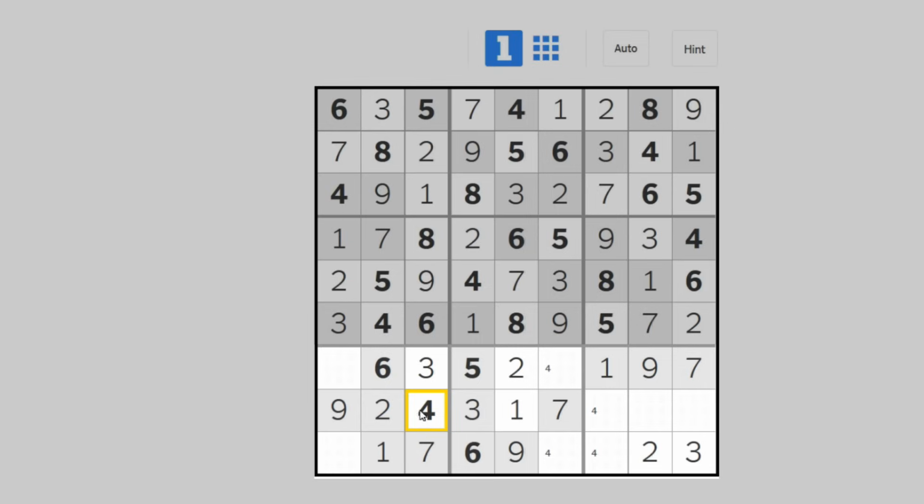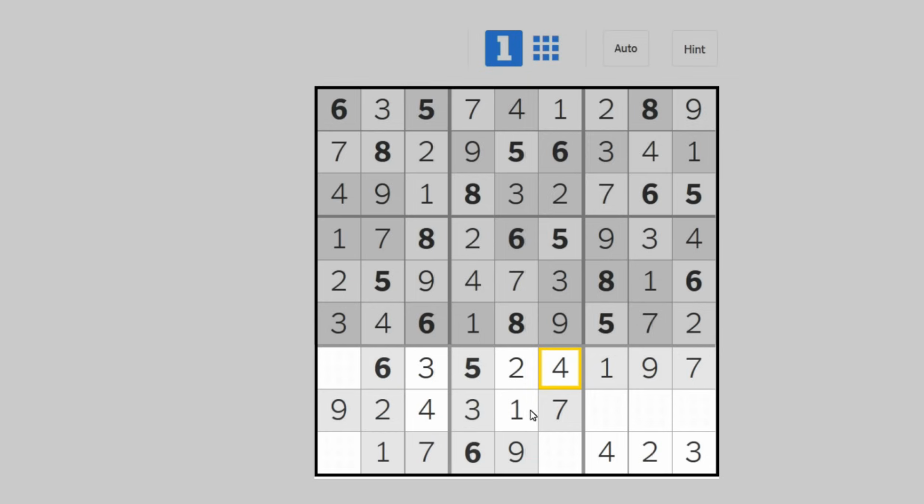Okay, well, if a 4 is here, that eliminates this 4 here. And if we eliminate this 4 here, then the only place a 4 can go in this block is right here. Now that eliminates this 4 here because there is already a 4 in this row. So let's eliminate that. And now the only place a 4 can go in this block is right here. And so now we've taken care of the number 4.